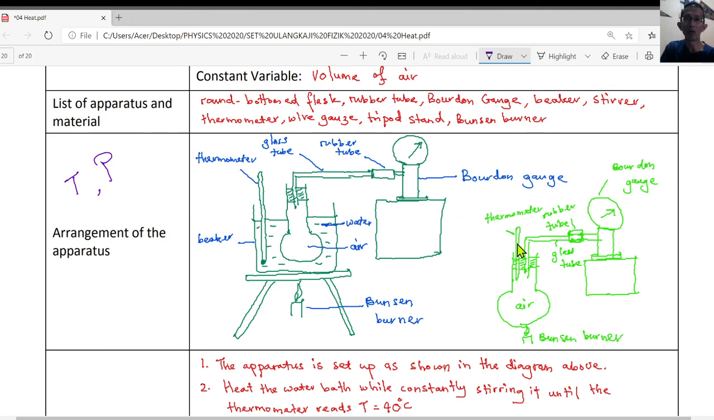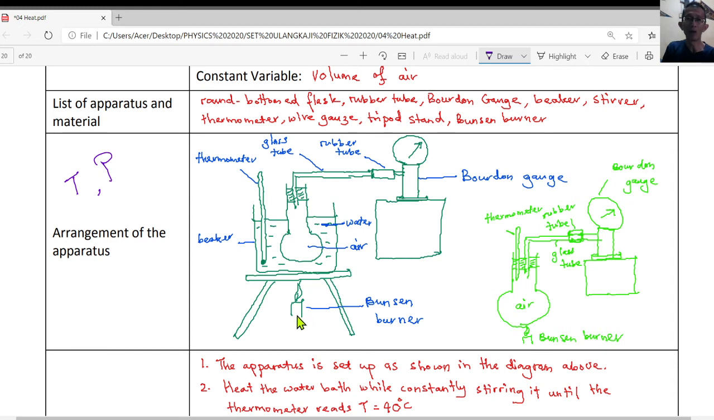Okay, so to increase my temperature, I need a Bunsen burner. I can have this, the one in green here, but we normally don't do this because it's a bit dangerous to heat up air. So instead of doing this, I put it in a water bath.